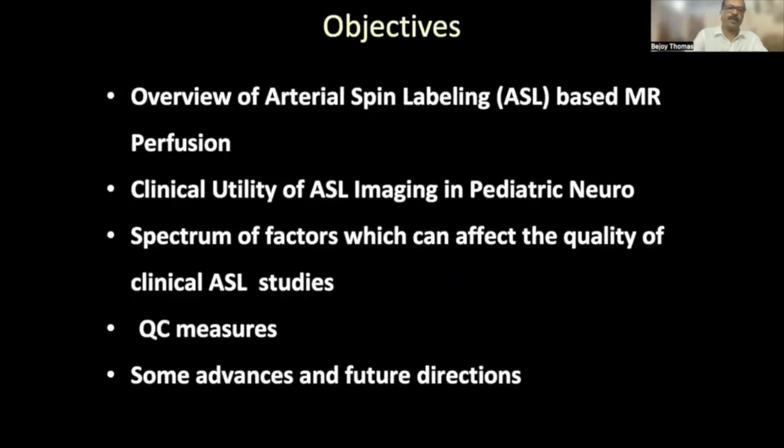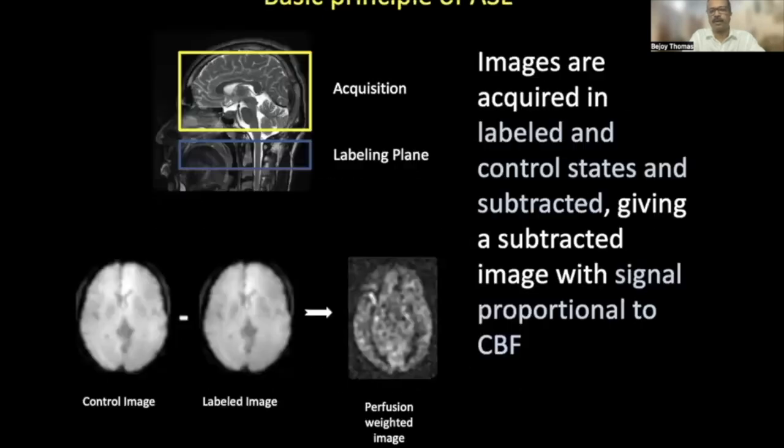pending. The objectives of the current talk are to give an overview on arterial spin labeling based MR perfusion, the clinical utility of ASL imaging in pediatric neuroradiology, the spectrum of factors which can affect the quality of clinical ASL studies and the pitfalls. And we will also discuss some quality control measures, advances and future directions.